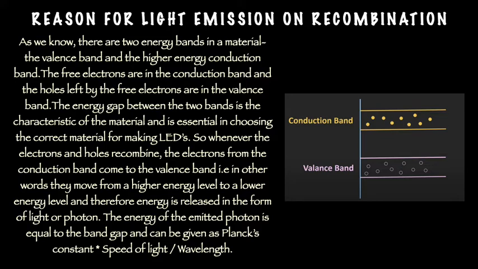So whenever the electrons and the holes recombine, the electrons from the conduction band come to the valence band. That is, in other words, they move from a higher energy level to a lower energy level, and therefore in the process, energy is released in the form of light or photons. The energy of the emitted photon is equal to the band gap and can be given as Planck's constant times speed of light divided by wavelength, that is hc by lambda.